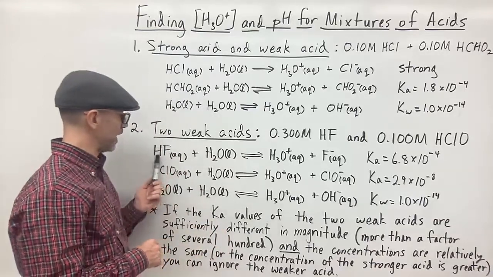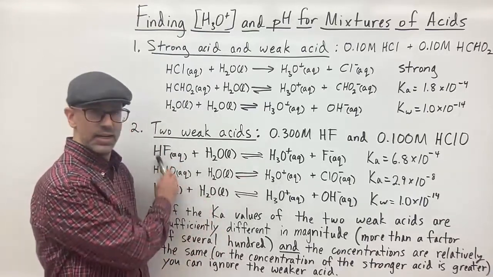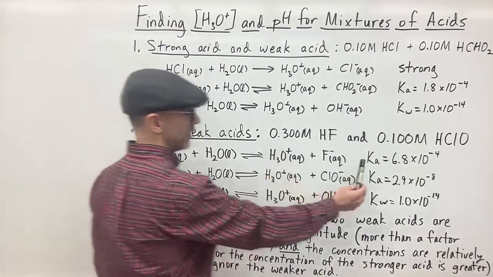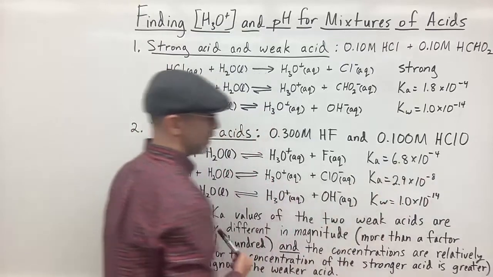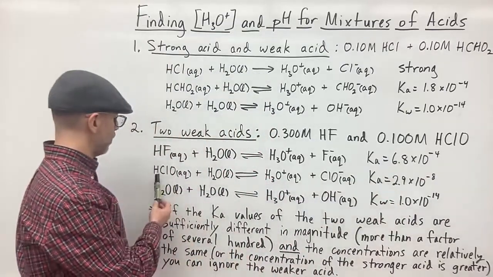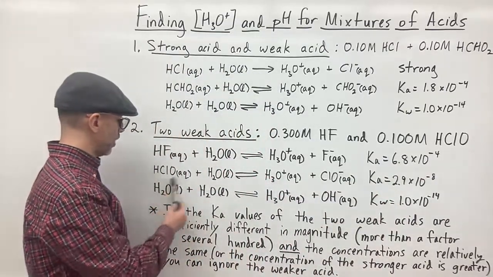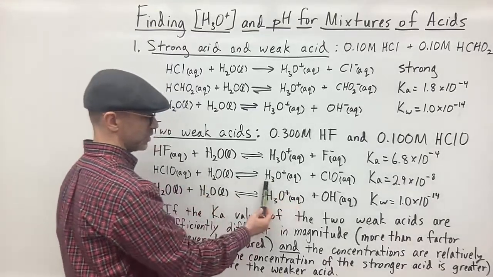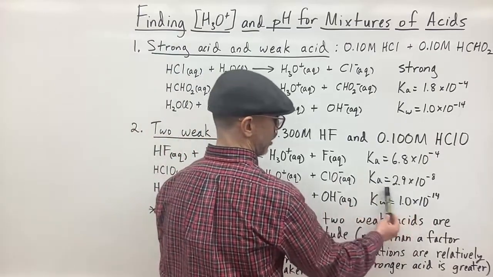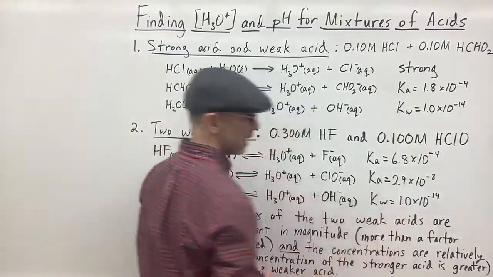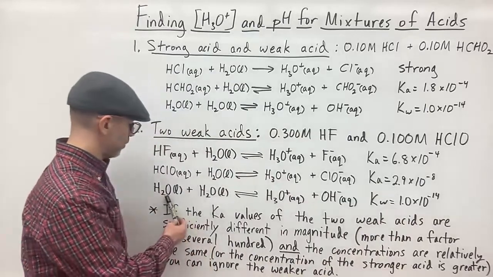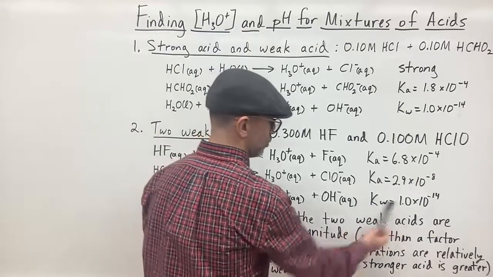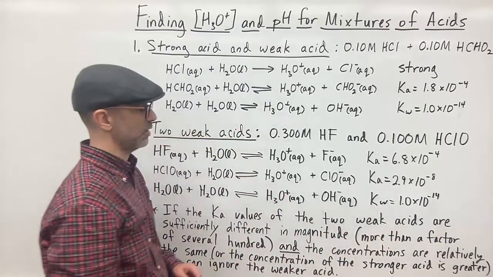So we have the H plus coming from our weak acid, hydrofluoric acid. So we get that H plus there, and that has a Ka value of 6.8 times 10 to the negative 4. And then we have HClO also here. So that is going to also ionize, and we're going to get H plus concentration. And so the Ka value there is 2.9 times 10 to the negative 8. And once again, we have our autoionization of water. Again, that Kw is 1.0 times 10 to the negative 14.